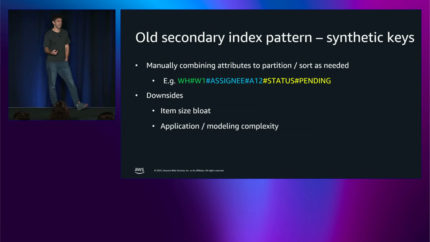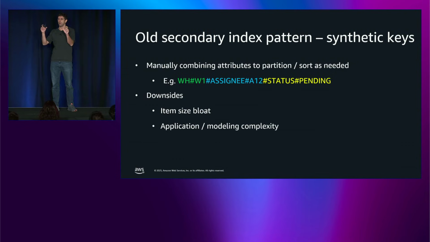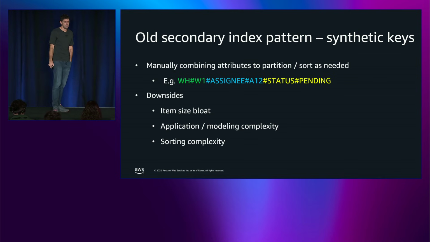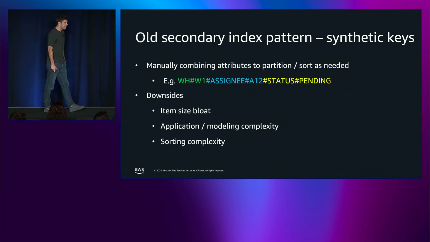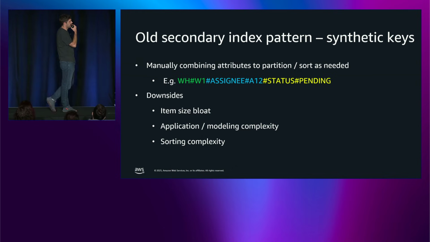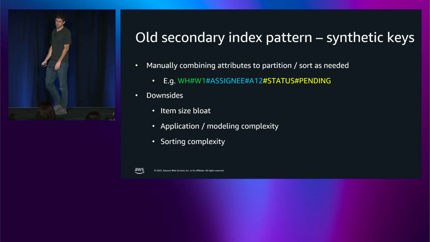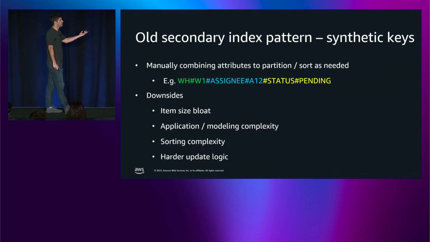There's also the application and modeling complexity. When you're doing all your access patterns, setting up these indexes, you have to think about putting all these together and have I done it right? Have I implemented it right in my application? There's sorting complexity, just around, you're taking all these attributes and turning them into a string. But if one of those attributes is an integer, now you have to sort that integer like a string. So you have to zero pad it to the longest length it could potentially be and think about that sort of thing. And then the update logic is harder, right?